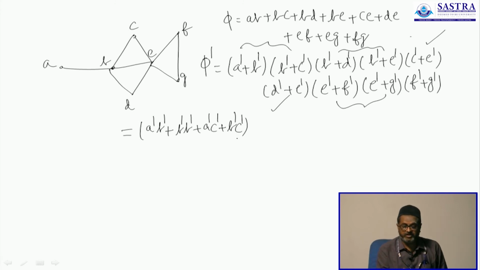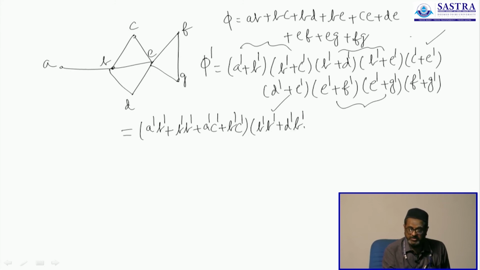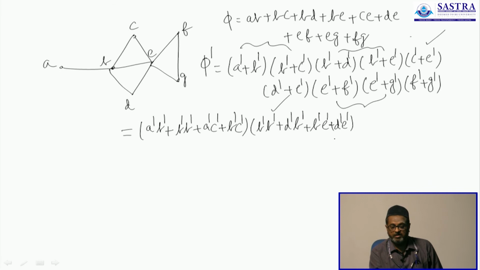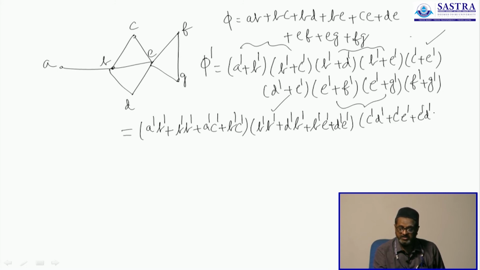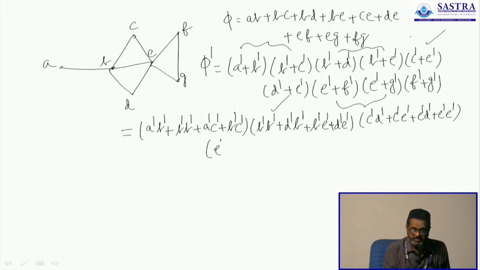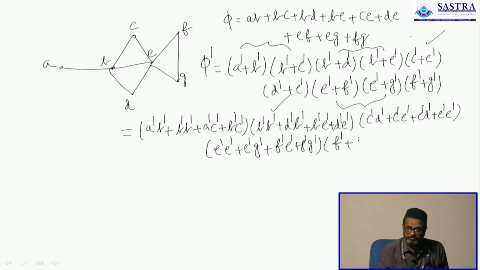I have just multiplied the first two, and similarly when I multiply the next two, I will have B' B' plus D' B' plus B' E' plus D' E'. Now when I multiply the next group, C' D' plus C' E' plus E' D' plus E' E', and then when I multiply the next two, I will have E' E' plus E' G' plus F' E' plus F' G'. The last one would be F' plus G'.